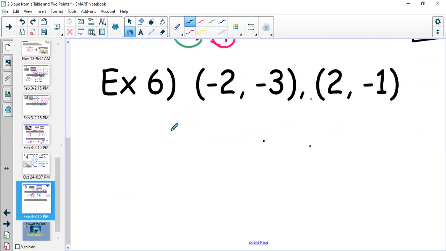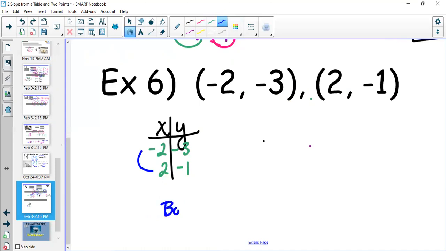All right, example 6 here. I'm going to go the table route. I'm going to put them across from each other. So -2, -3, and 2, -1. Let's see what our change in our X is. It went from -2 to +2. And if you're not sure, always do bottom minus top. You can use a calculator or do it by hand. My bottom is 2. I have to subtract my top. Now be careful when you do this. This is 2 minus and then your top. So that double negative gives me a change of 4.